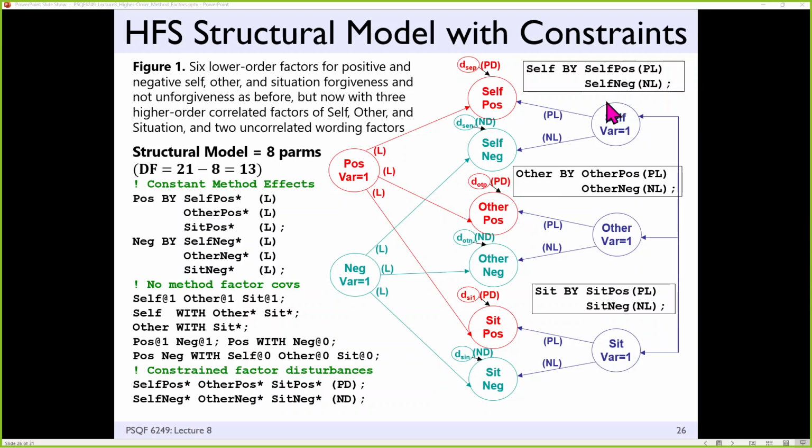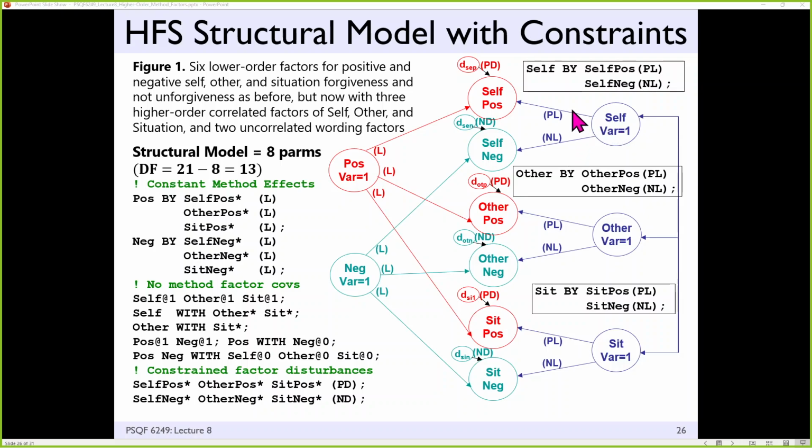So what I could have done to make sure that each of these factors is locally identified is fix their factor loadings within a factor to be equal to each other. So I could say that self-positive and self-negative have the same contribution in terms of the higher order factor predicting them. I chose to go a different route. I was more concerned about making sure that the impact of wording was not going to confound the assessment of the trait. So PL versus NL means positive loading versus negative loading.